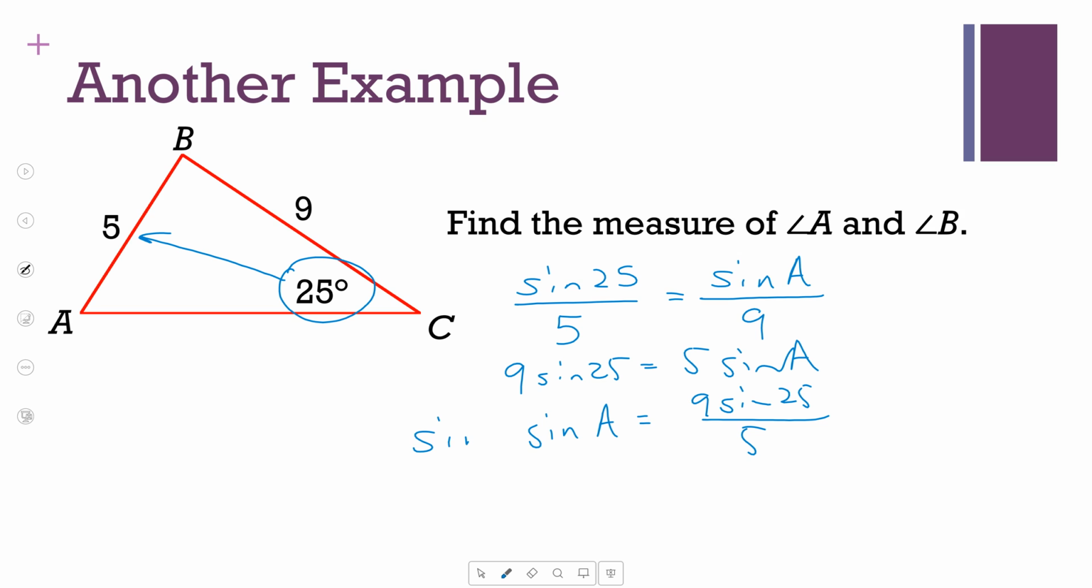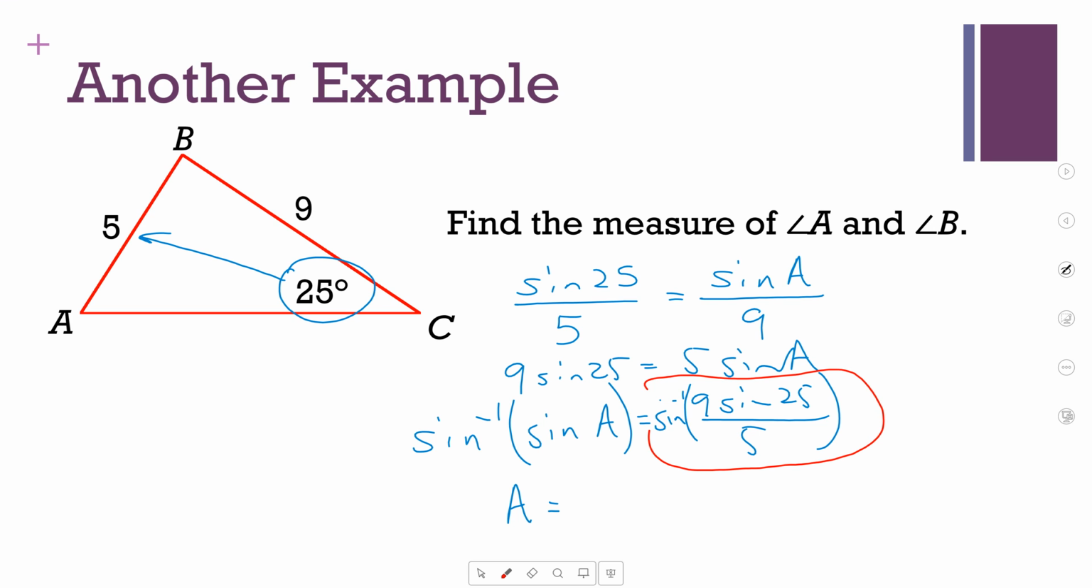So I have to take the inverse sine of this side and the inverse sine of that side. These are going to cancel each other out and leave me with this mess. I typed that whole thing into my calculator in one fell swoop. Be careful with parentheses. You're going to need to put parentheses there and there. See what you get for an answer. Will A be bigger or smaller than C?